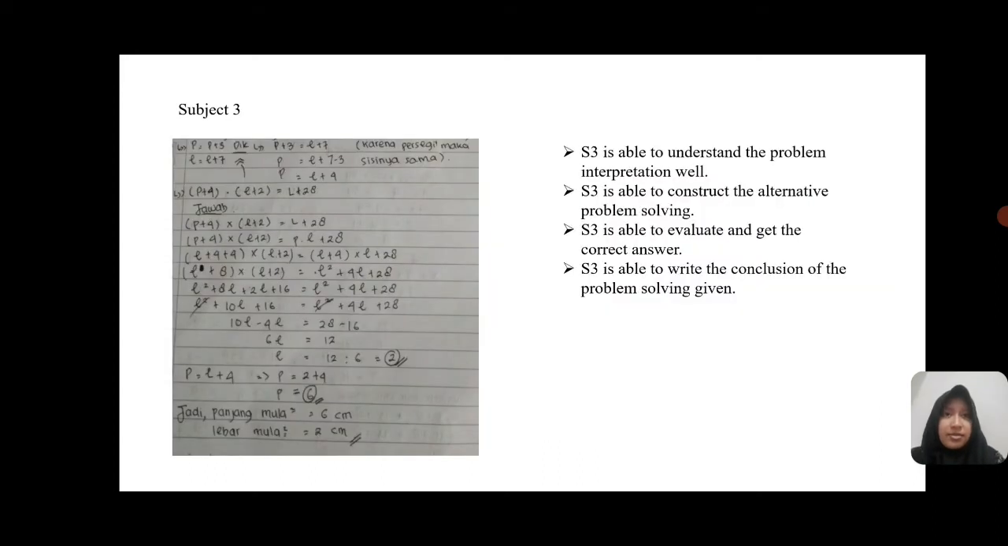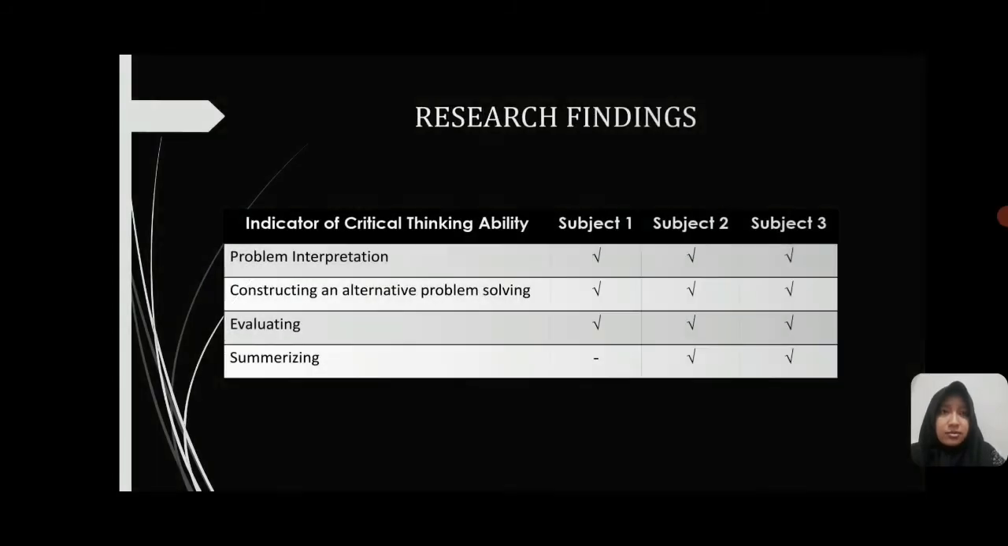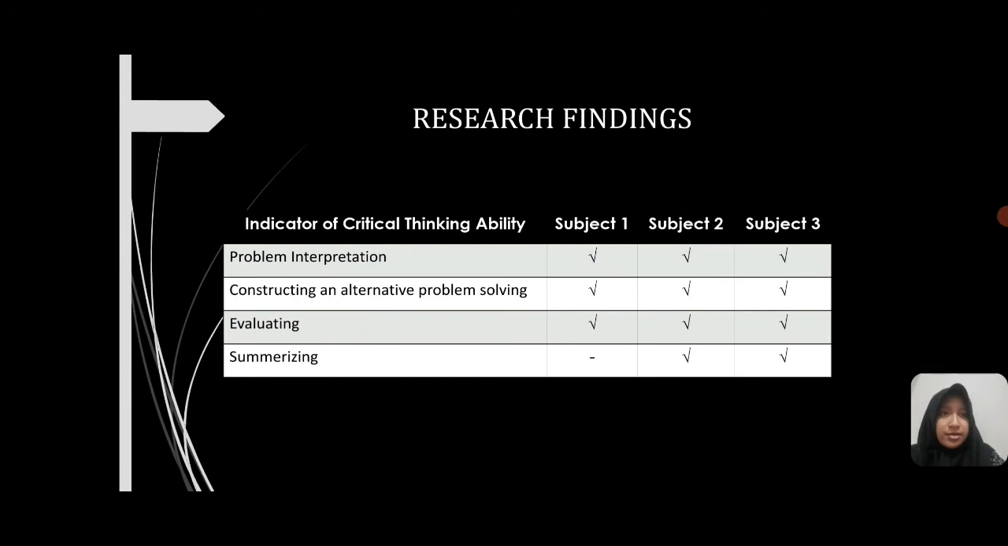This is from subject 3. Subject 3 is able to understand the problem interpretation well, able to construct the alternative problem solving, able to evaluate and get the correct answer, and able to write the conclusion of the problem solving given. So this is the summary of research findings.